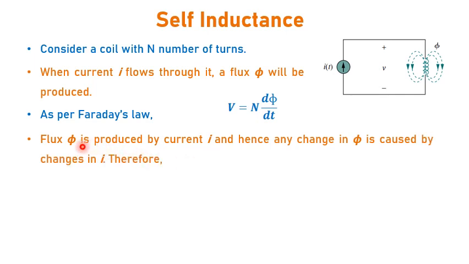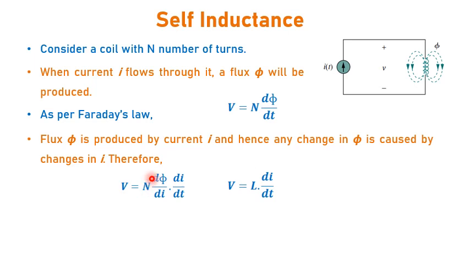So flux phi is produced by this current, and hence any change in phi is because of this change in current. Therefore you can write this d phi by dt as d phi by di and di by dt.